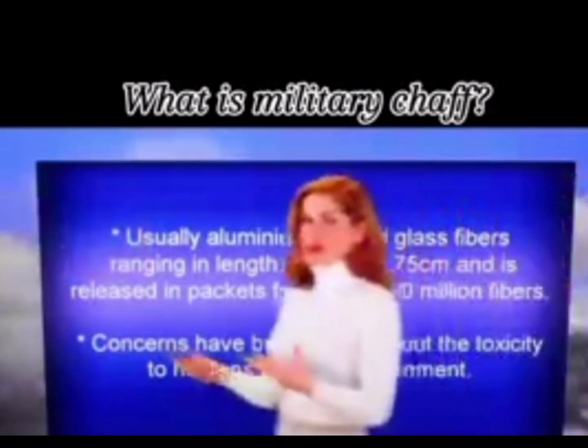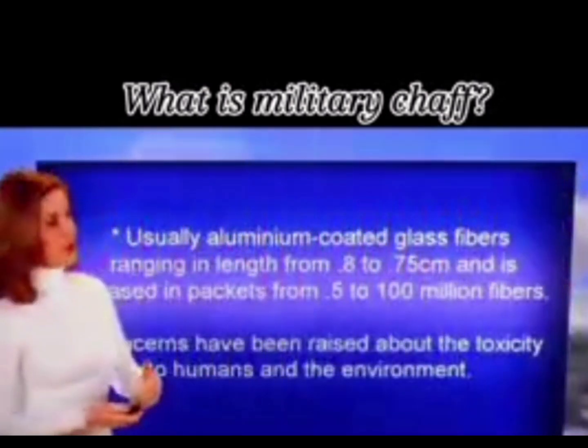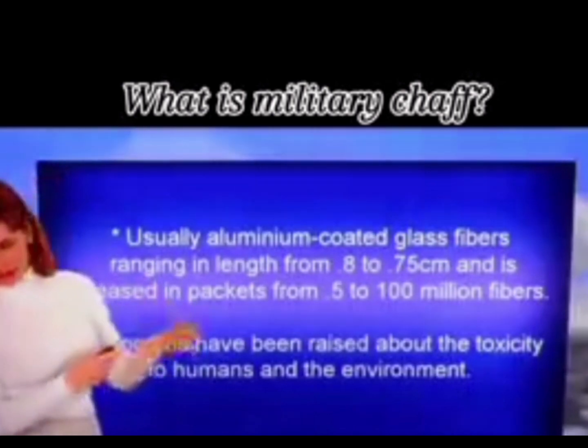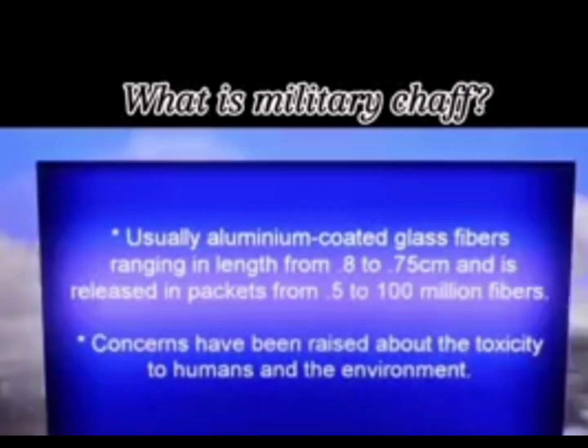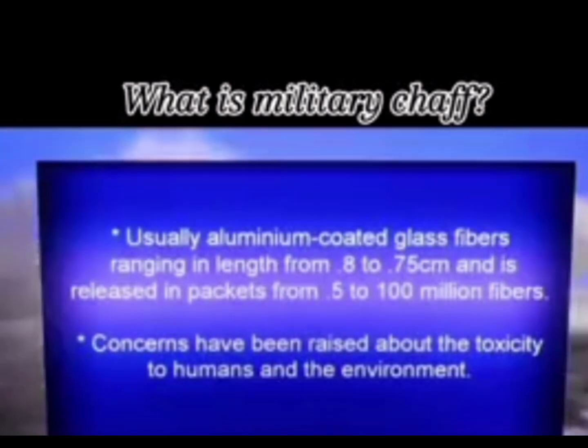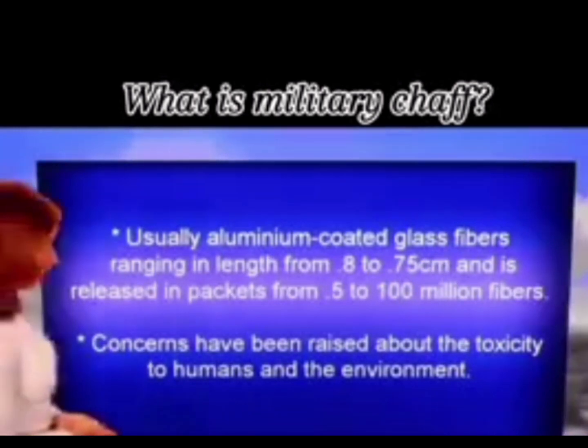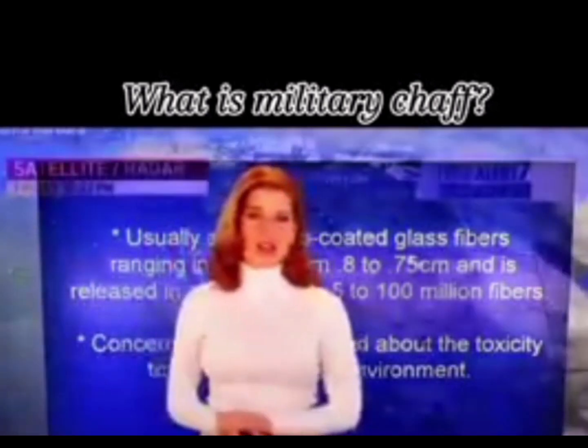So once again, what is military chaff? Well, it's usually aluminum-coated glass fibers. I'll step out of the shot so you can read this. Aluminum-coated glass fibers, and they can range anywhere in length from about 0.5 to 0.75 centimeters, and it's released in packets anywhere from a half of thread to 100 million fibers. So as you heard me mention, 500 tons of this stuff is released into the atmosphere every year. So clearly, concerns have been raised about the toxicity of this stuff to humans and to the environment.